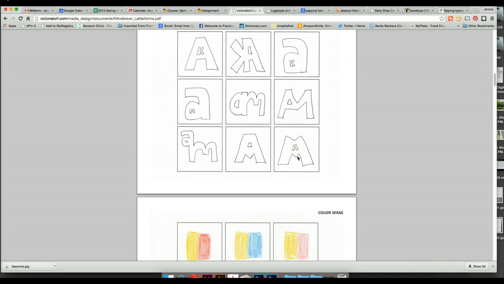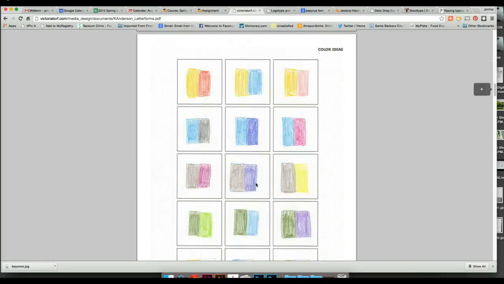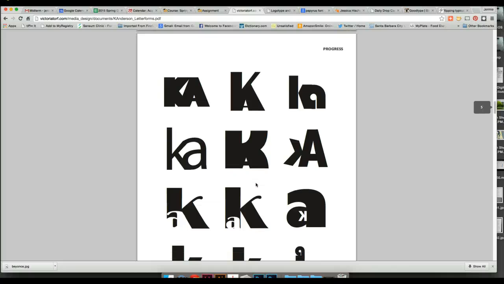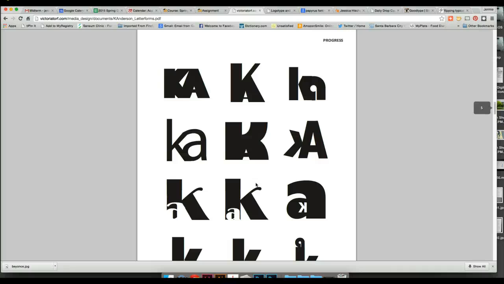Placing smaller and bigger letter forms, playing with proportion and scale. They don't have to be the same size. One letter form can be smaller, one letter form can be bigger. Right? Then the student played around with color ideas. And then you're going to just take it into Illustrator and start to play around with executing some of these ideas. So you can see here how the K and the A come together.